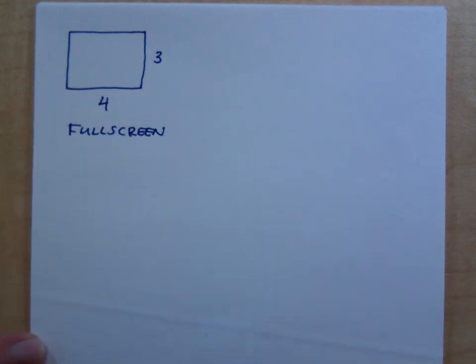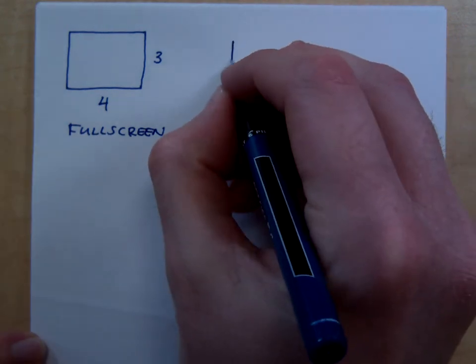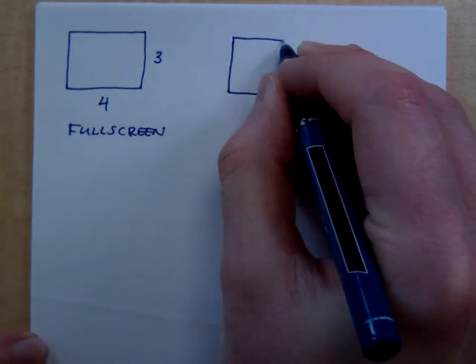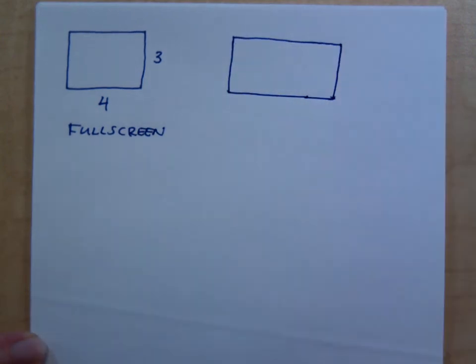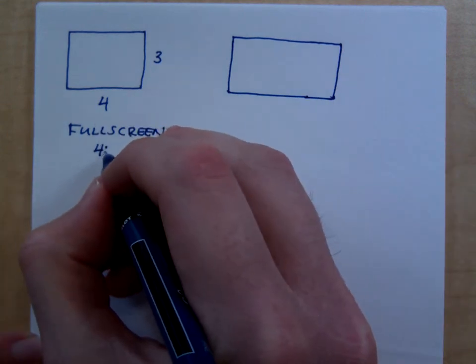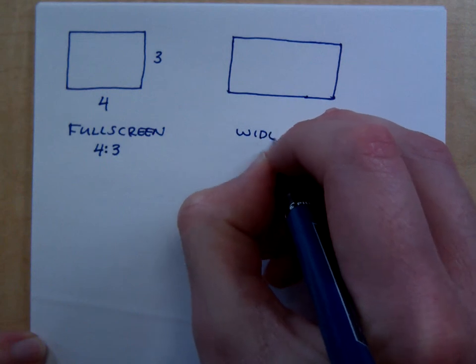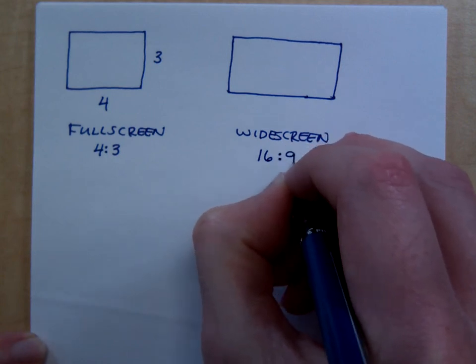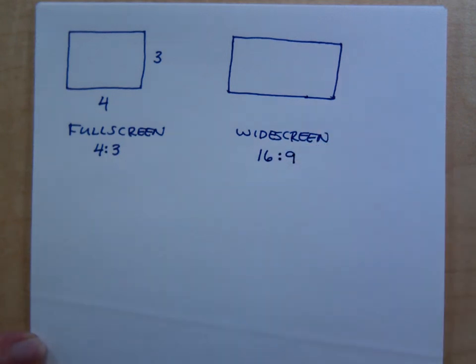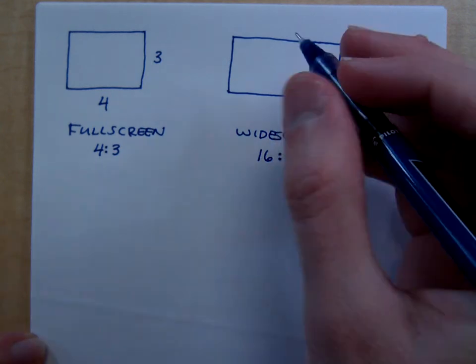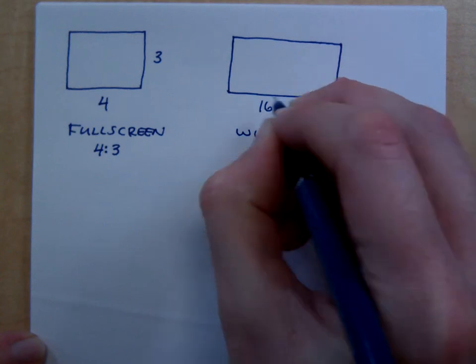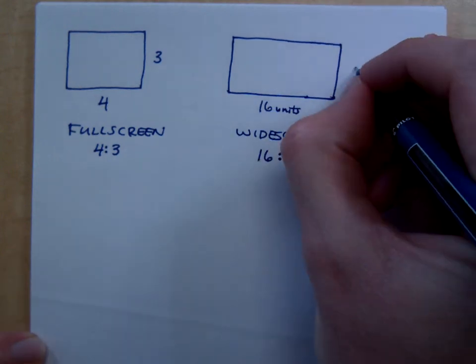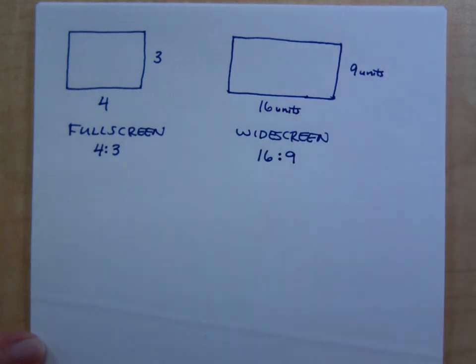Do you know what it is for widescreen, like default widescreen? All right, let me help you out here. Widescreen is, of course, wider, right? And the ratio for full screen was 4:3. For widescreen, it's actually 16:9. So here's what that means. That means for every 16 units we have this way for the base, we would have 9 units in height. That is the ratio for widescreen.